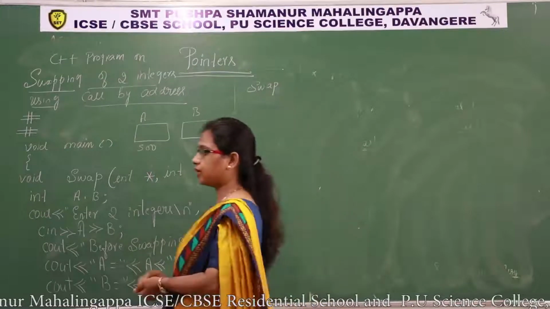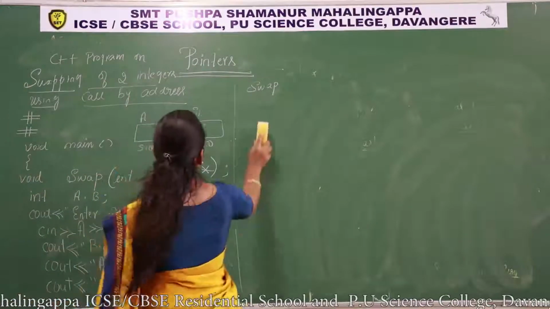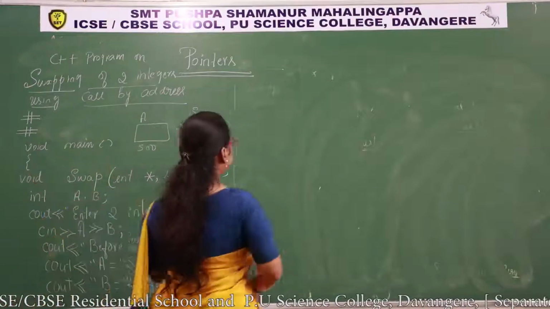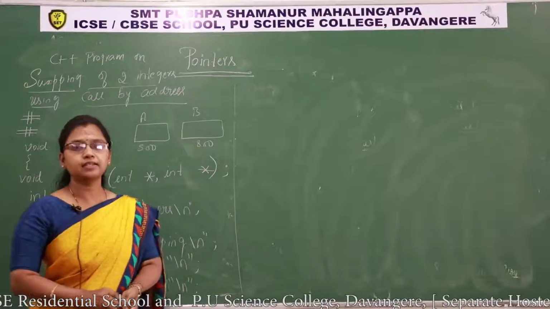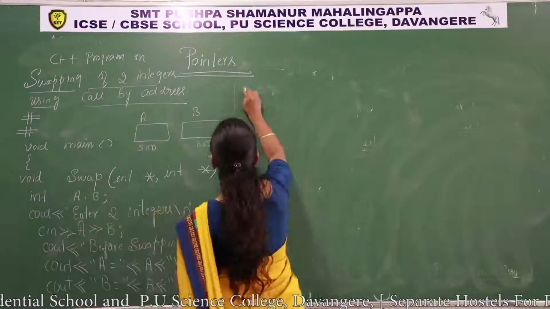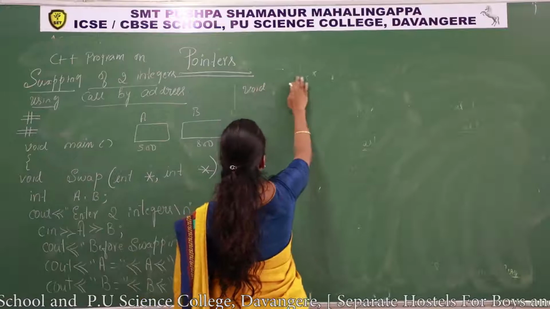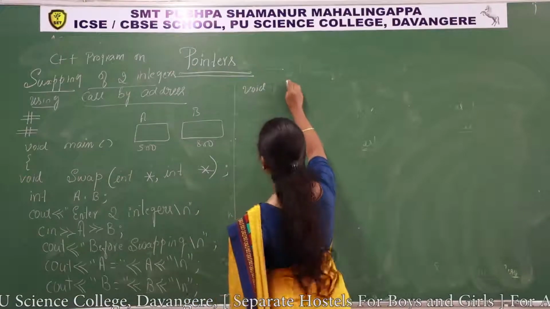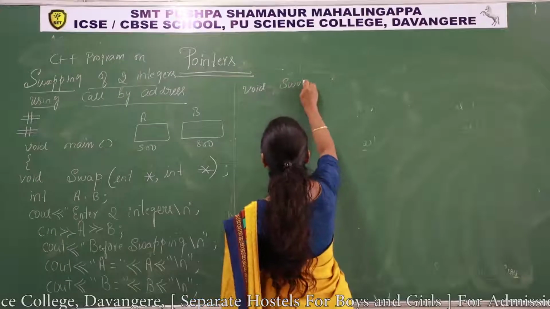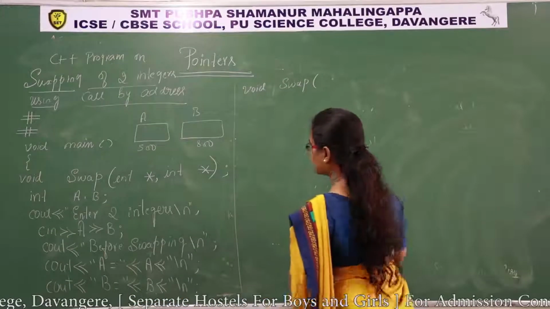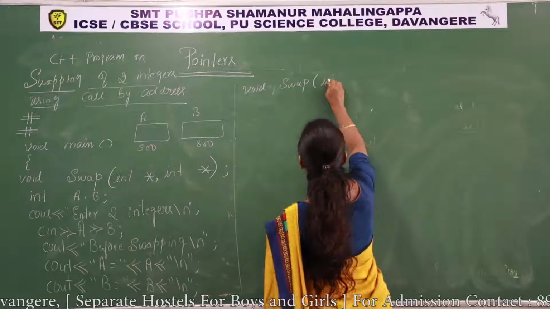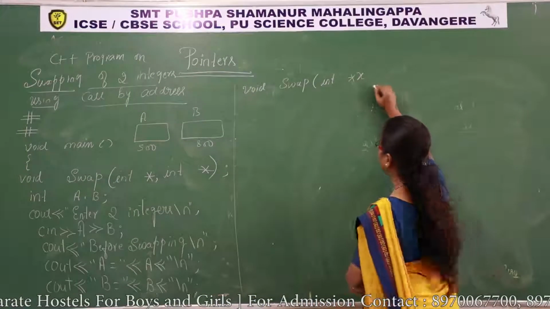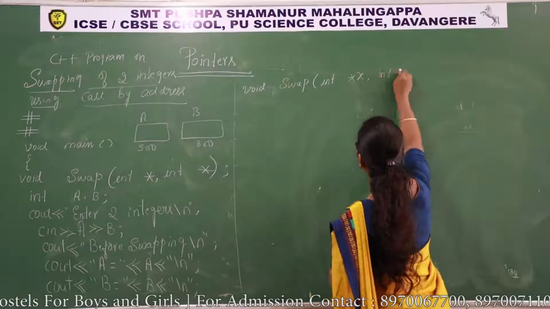Sorry, the return type we have to write now. What is the return type specifier? Void is the return type specifier because this function does not return any value to the main function. void, and the name of the function is swap, open parenthesis, int star x. I'll take arguments like this, int star y.